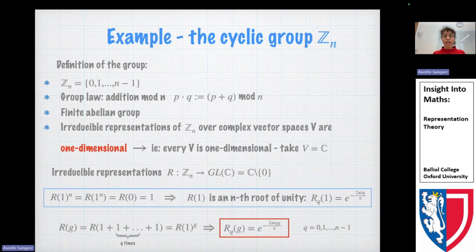So now we know exactly how our cyclic group acts on the vector space of the complex numbers. Our irreducible representations R_q take an element small g in the cyclic group, and they associate the linear maps R_q of g, which are just e to the minus 2 pi i q g divided by n. Here they are just numbers, and so the way they act on the complex numbers is that they take a complex number z and they just multiply it by R_q of g. So what we get in the end is z times e to the minus 2 pi i q g divided by n.